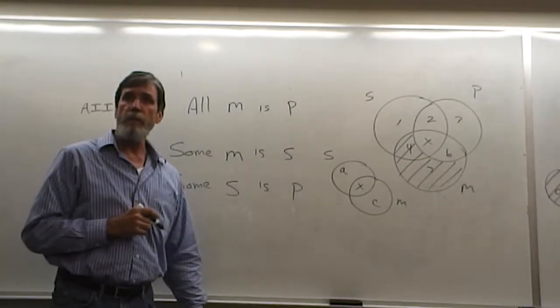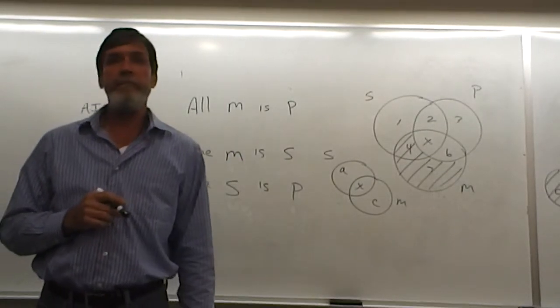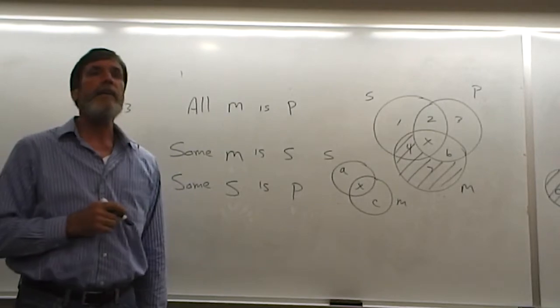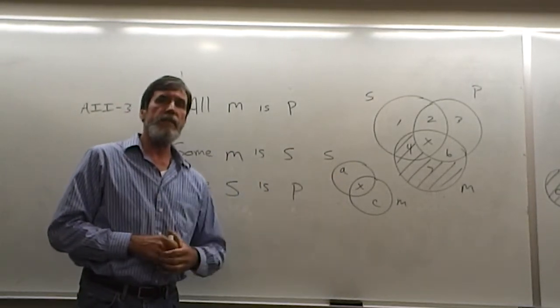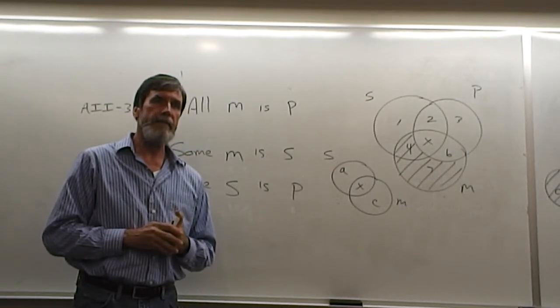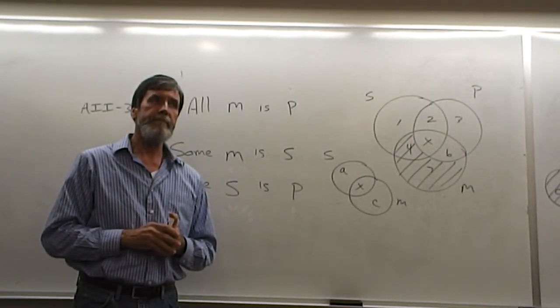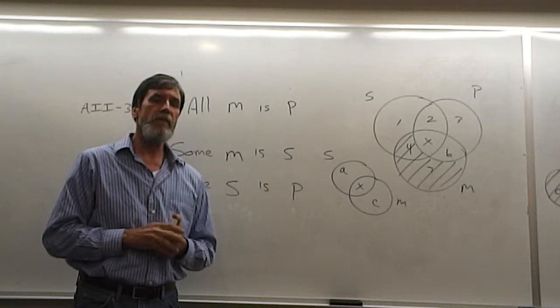So is our X part of both circles S and P? Yes, it is. It's an S that's a P. Those premises have established the truth of the conclusion. It's a proof that this argument form is valid. Questions about that one?